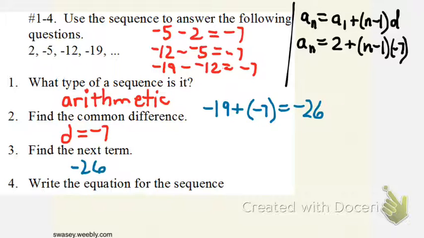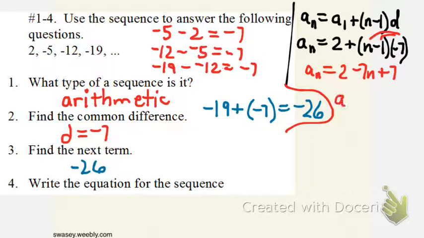And so if it's short answer, you can leave it like that. If not, if it's a multiple choice, you may have to change it to a simpler version to find the choice that matches up. So let's distribute our negative 7. So we have 2 minus 7n and then negative 7 times negative 1 is positive 7.